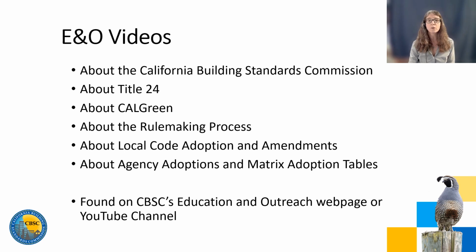Four of these videos are about 15 minutes long each, and there are 2 longer, in-depth videos. The Local Code Adoption and Amendments video will be of specific interest to local building officials and is a companion to our publication, The Guide for Local Amendments of Building Standards. The video about agency adoptions and matrix adoption tables explains how to use the non-regulatory tables provided at the beginning of most chapters of Title 24, which will help users of the code properly apply the regulations to a project.